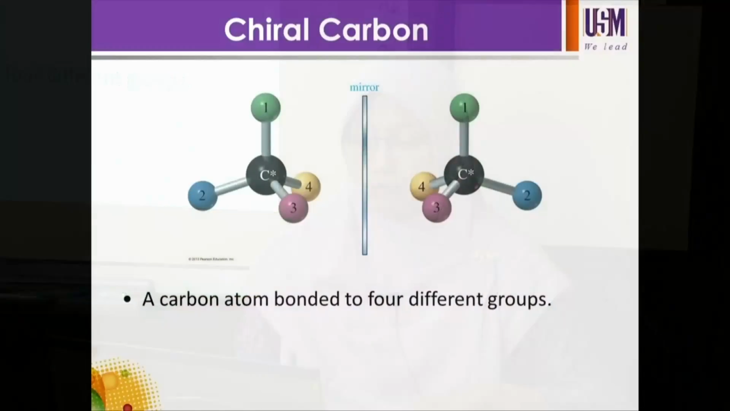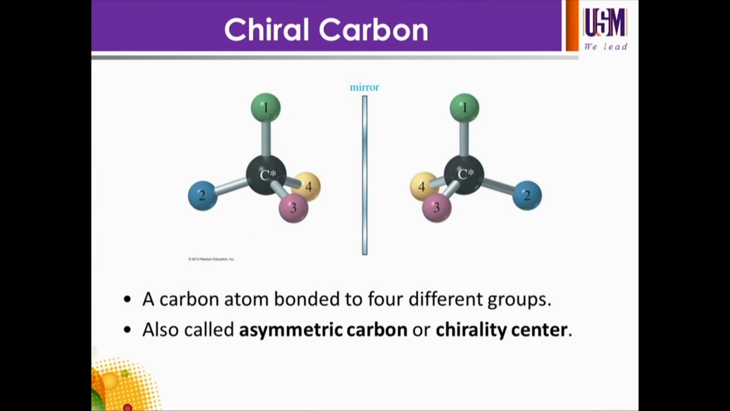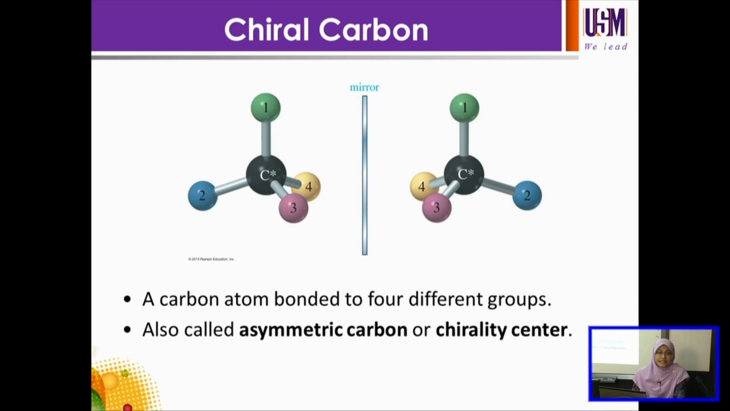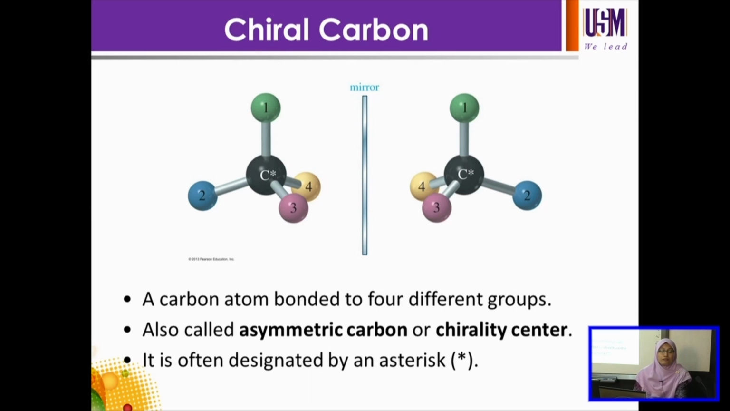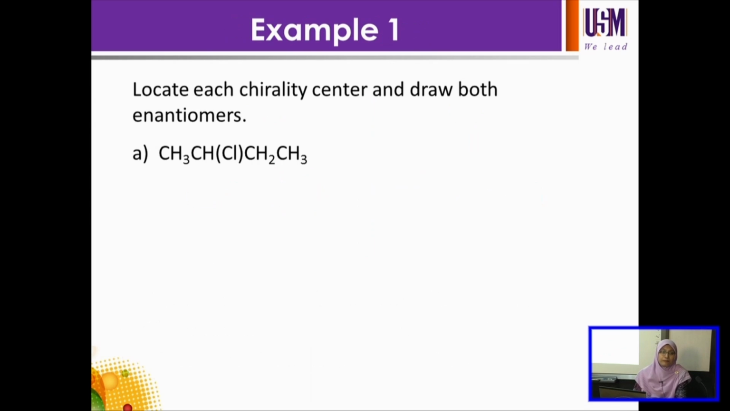A carbon bonded to 4 different groups is also known as an asymmetric carbon or chirality center. Often we label this chiral carbon with an asterisk or star. First example: locate each chirality center and draw both enantiomers. For this example, you are given this molecular formula. What you have to do is redraw this structure in a 3D model so that you can identify where the chirality center or the chiral carbon is.